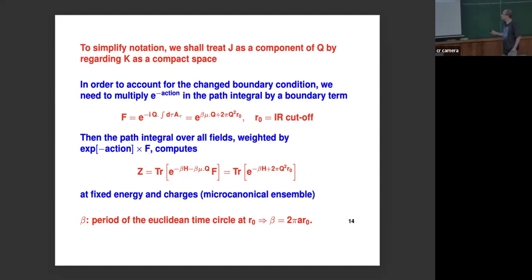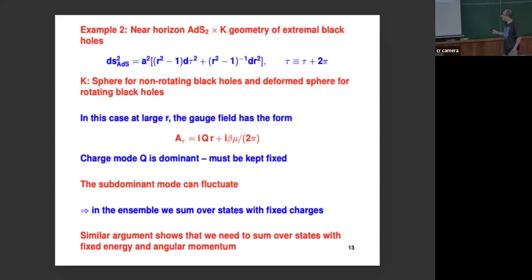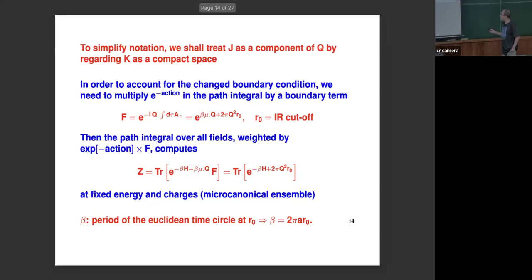There is also a cutoff dependent term, because of A_tau, if you see from here, there is this term. But that will not bother us eventually, because eventually you look for the part of the partition function that is independent of that cutoff.